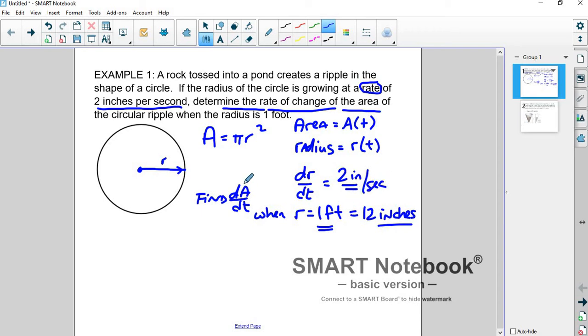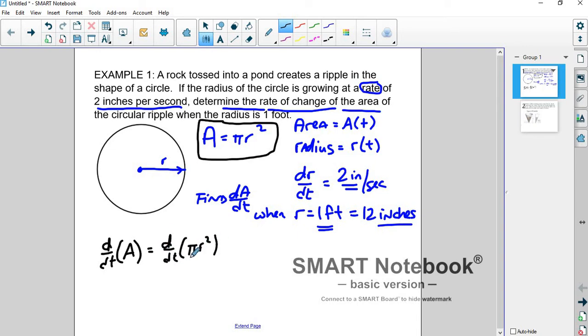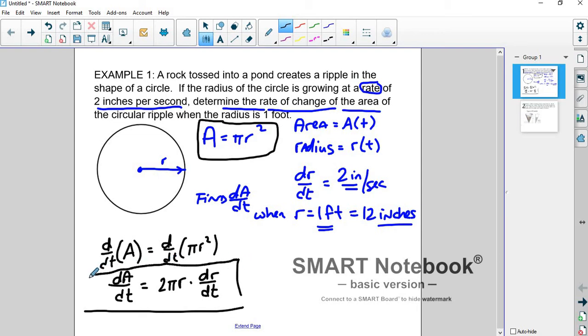Okay, so what do we do? We take this area function and differentiate it with respect to t. We take the derivative with respect to t of A, and the derivative with respect to t of the other side, pi r squared. Pi is just a constant. So the derivative of A with respect to t is dA/dt. The derivative of pi r squared, bring down the 2, you get 2 pi r times the derivative of r, which is dr/dt. This right here is the implicit differentiation part.